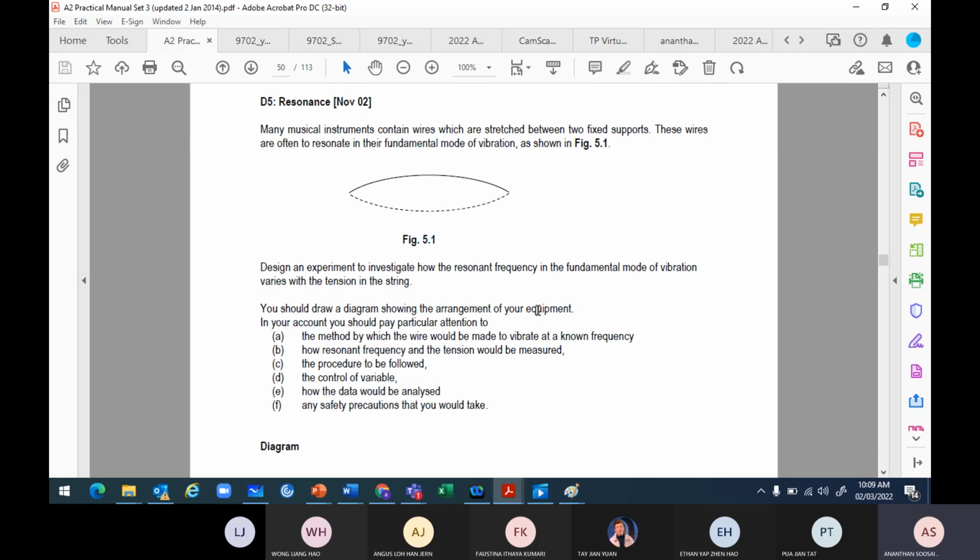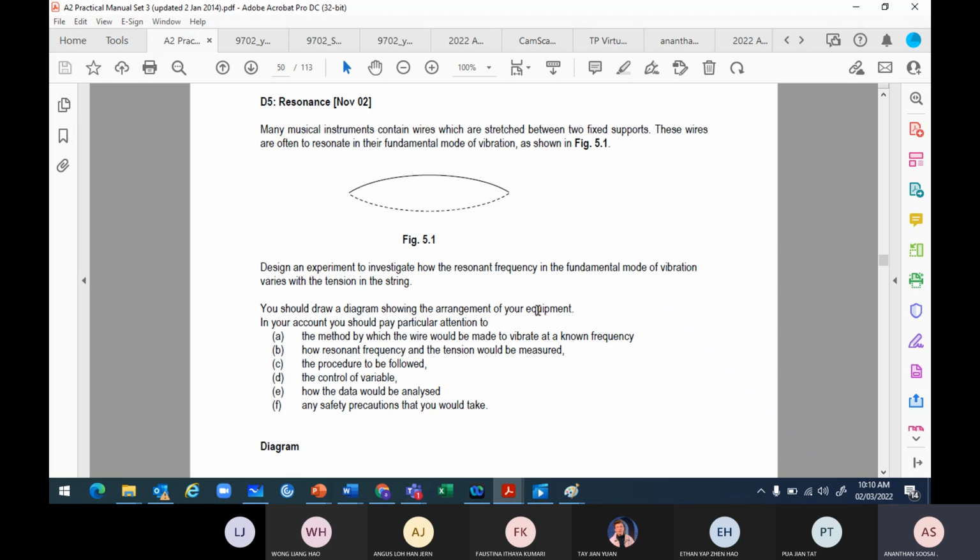So how do you find the vibration mode? This is an experiment to investigate the resonant frequency for the fundamental mode with tension. Of course, independent is the tension, dependent is the resonant frequency. Variable to keep constant is what? The length of the string.